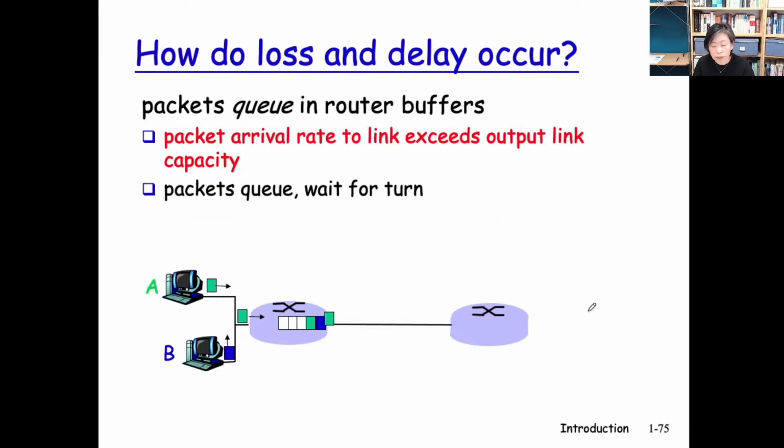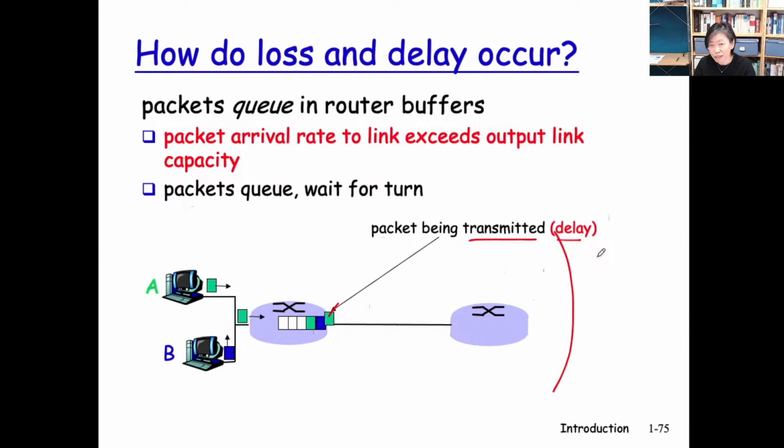How do loss and delay occur? Well, let me draw your attention to the example below, that'll be easier. First kind of delay is happening here, in the packet that is going out, being transmitted out. That delay the packet is experiencing is called the transmission delay. That is the time it takes to transmit the packet, and we know how to calculate it, don't we? It's packet size divided by the link rate.